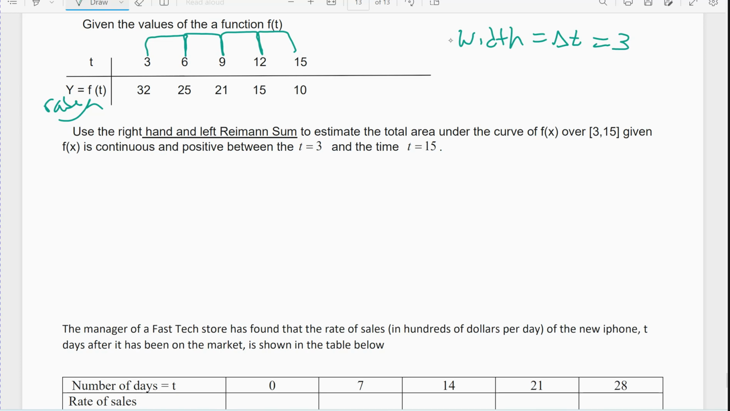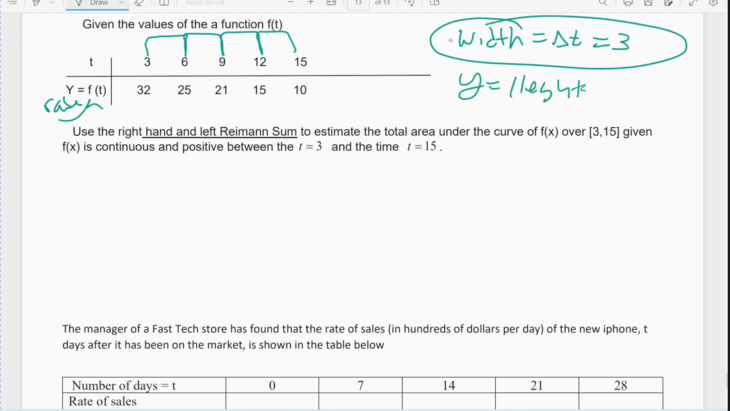All right, and so I have to remember this. The y values are the heights, which would be these values. And again, depending on where we start. So if I start with my right side, right hand. So there are 4 rectangles, right? This would be rectangle 1, rectangle 2, rectangle 3, rectangle 4. And so all I have to figure out is, what values do I use for the heights if I'm on the right side?